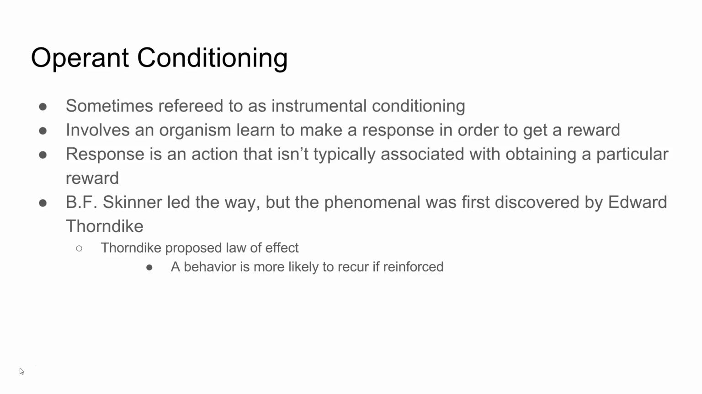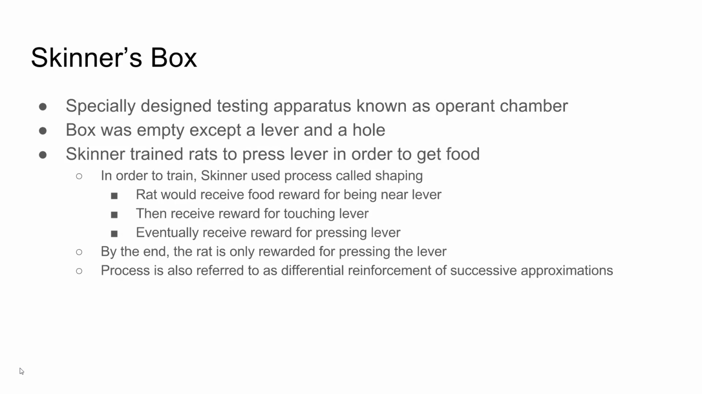The two names associated with operant conditioning are B.F. Skinner and Edward Thorndike. Thorndike proposes what he calls the law of effect, and that is the idea that a behavior is more likely to recur, to happen time and time again, if it is reinforced. And so he wants to reinforce that behavior as either positive or negative, and that would then cause that behavior to recur more often.